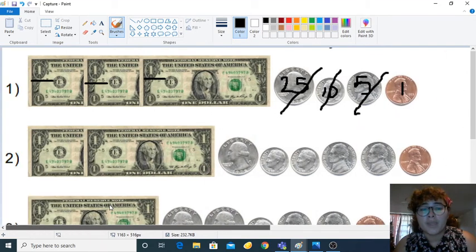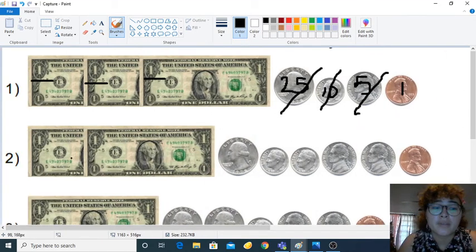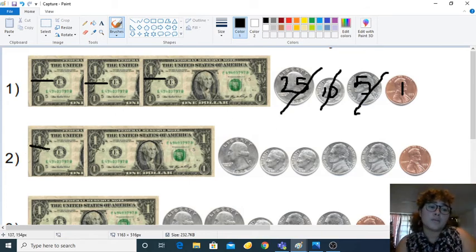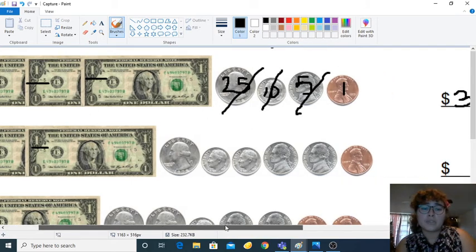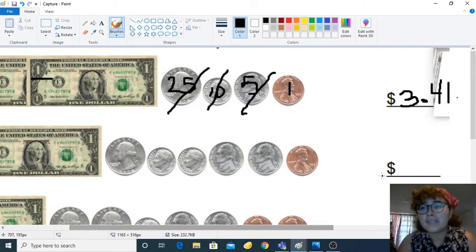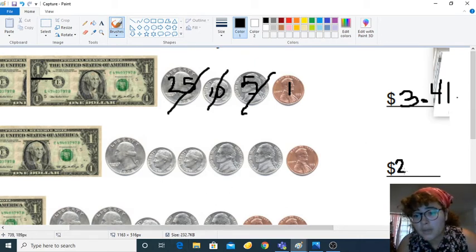Let's go back over here. Now we count the dollars first. We have 1, 2. So we have $2. To make our lives easier and just to not get confused, we go ahead and write the 2 for $2. We write our decimal, and then we, of course, add our coins.